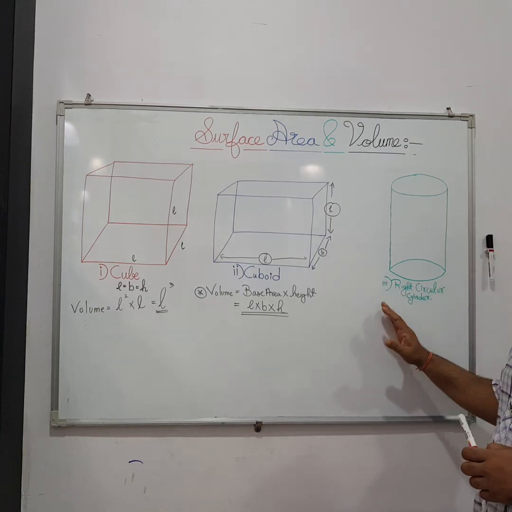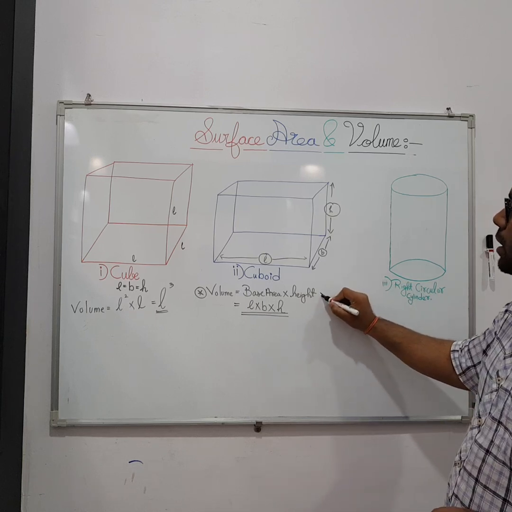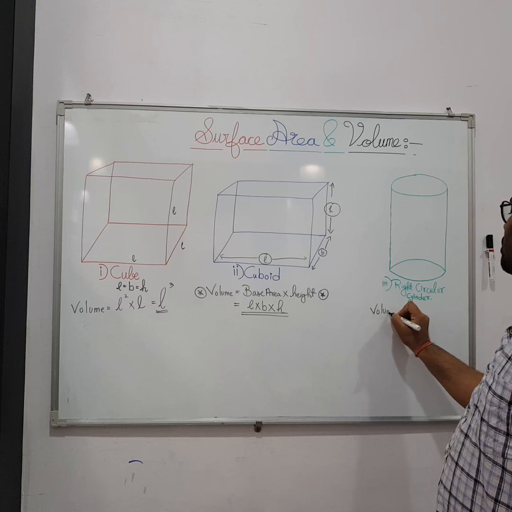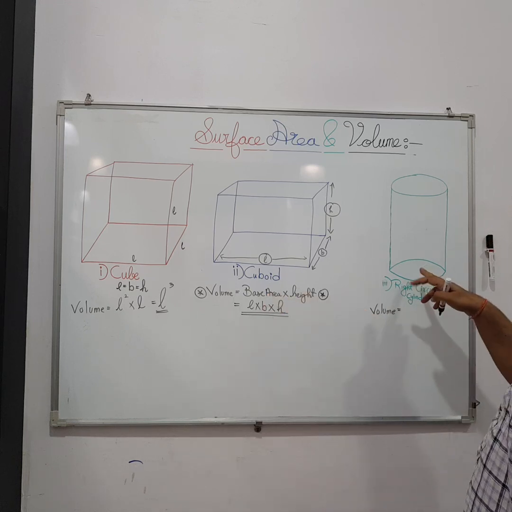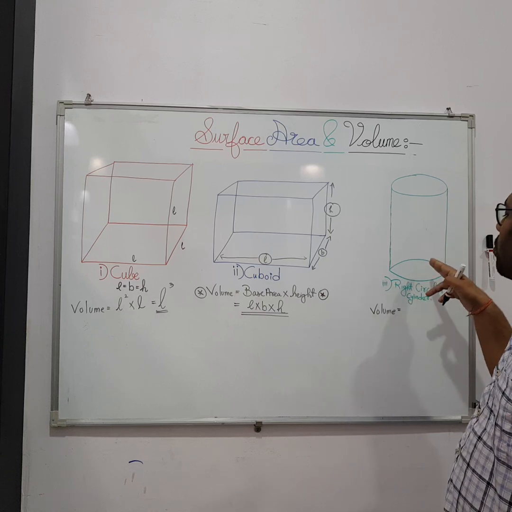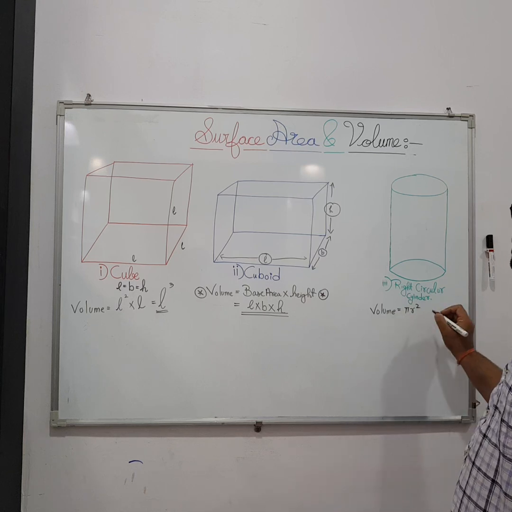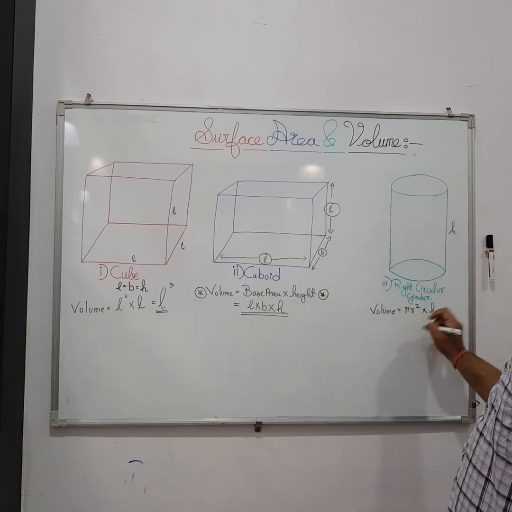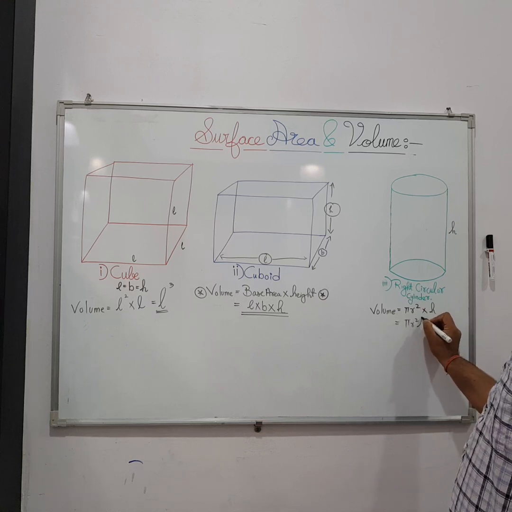Now let us come to the third figure, that is a right circular cylinder. Again, we'll be using a master formula, that is base area into height. If I want to calculate the volume of a right circular cylinder, I'll use the same formula, base area. As you can see over here, the base of a right circular cylinder is nothing but a circle. Everybody knows what's the area of a circle? Pi r square. So this is nothing but the base area into height. Height is h, obviously. So pi r square h is the volume of a right circular cylinder.